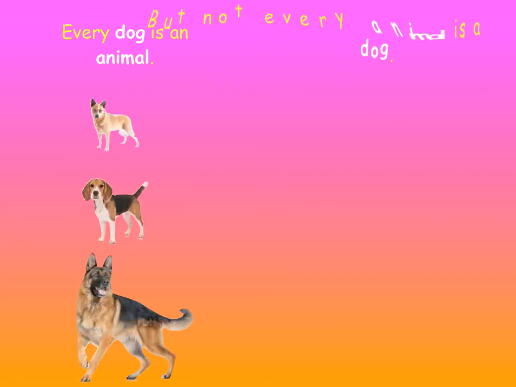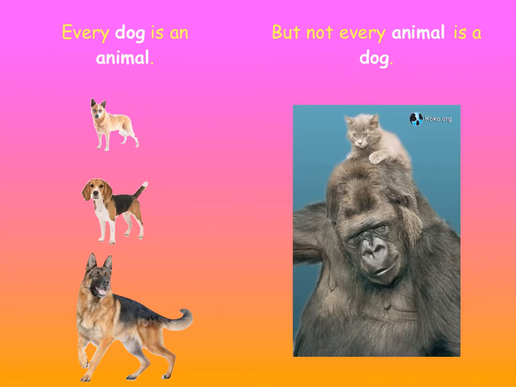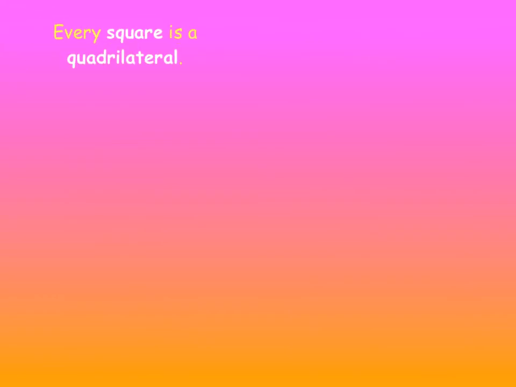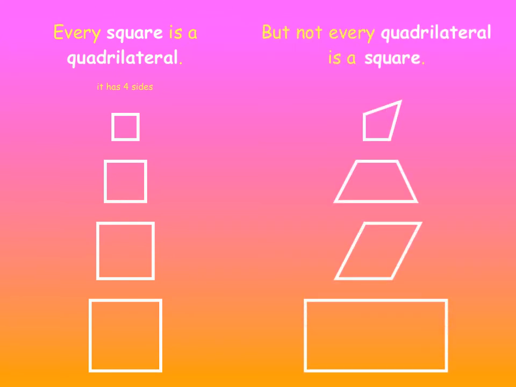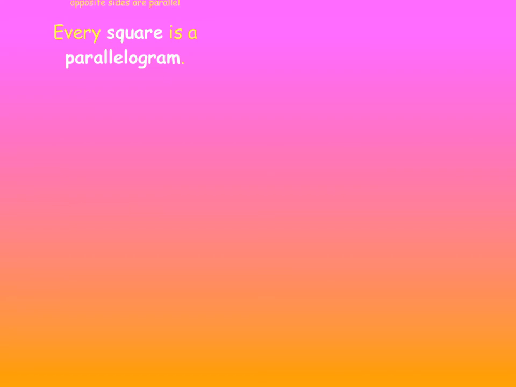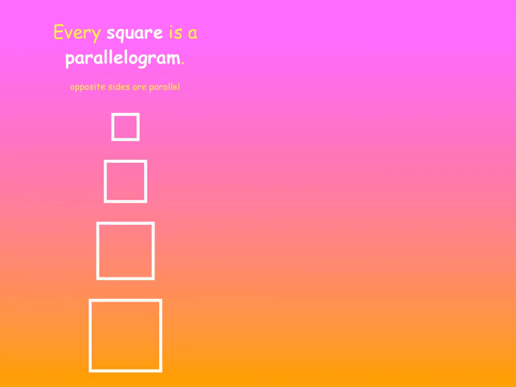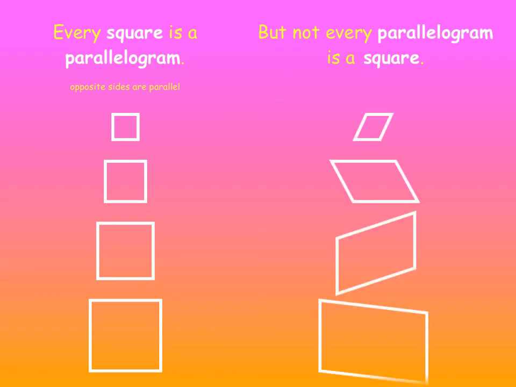Every dog is an animal, but not every animal is a dog. Every square is a quadrilateral because it has four sides, but not every quadrilateral is a square. These all have four sides, but not the square shape. Every square is a parallelogram because the opposite sides are parallel. But not every parallelogram is a square, as we can see in the picture. These are parallelograms, but none of them are a square.